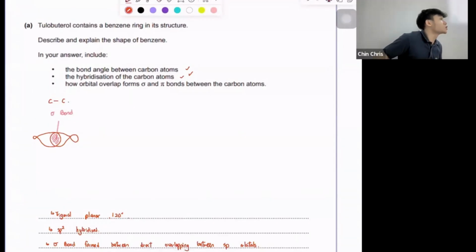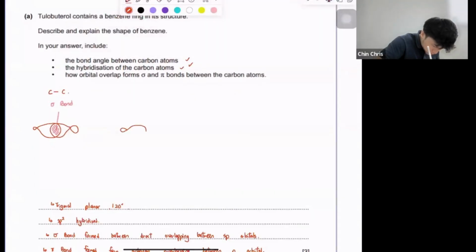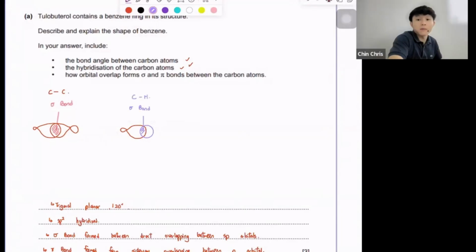Alright, guys. What about C and H? What type of orbital is that? Carbon is sp2 hybridized. What about hydrogen? S, correct. So for the second one, I want you guys to draw one sp2 orbital overlapping with an s orbital. This itself is a sigma bond for carbon and hydrogen. Am I right?